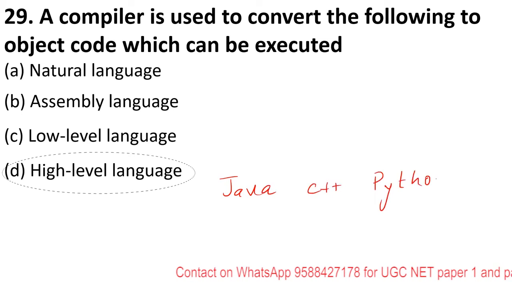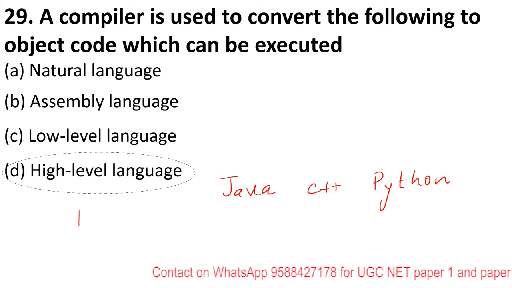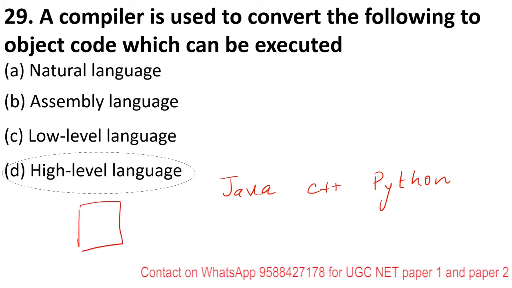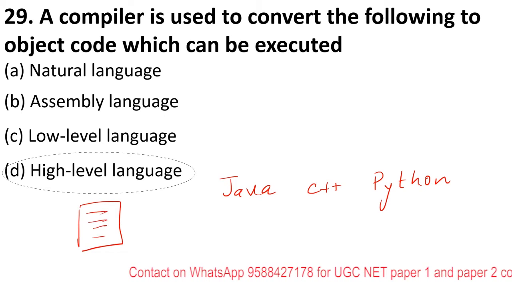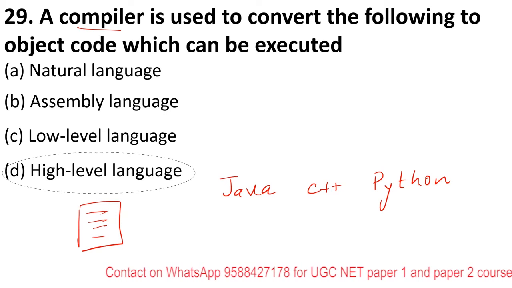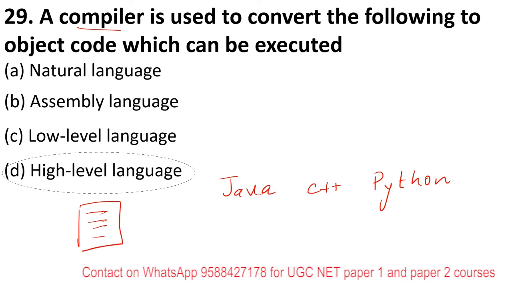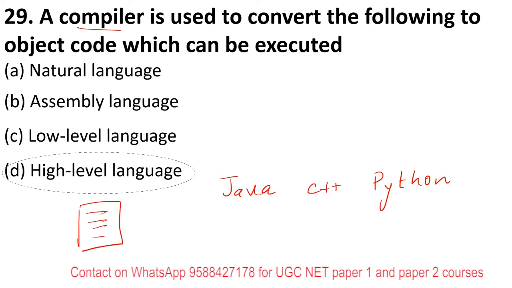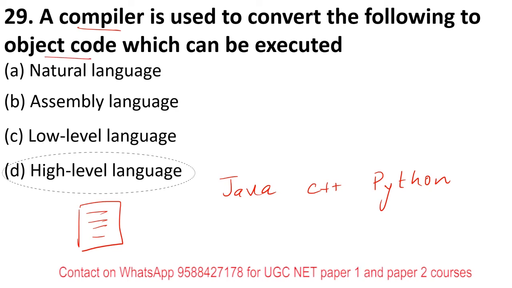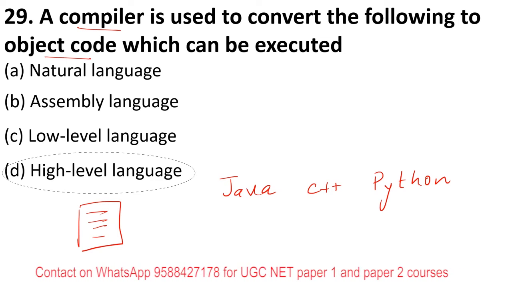Okay, so what a compiler does, it translates or converts all the source code at once. Okay, interpreter goes line by line, but compiler converts all the code into your object code. Object code is that code that the computer will understand. Okay, it is the binary format of your code.